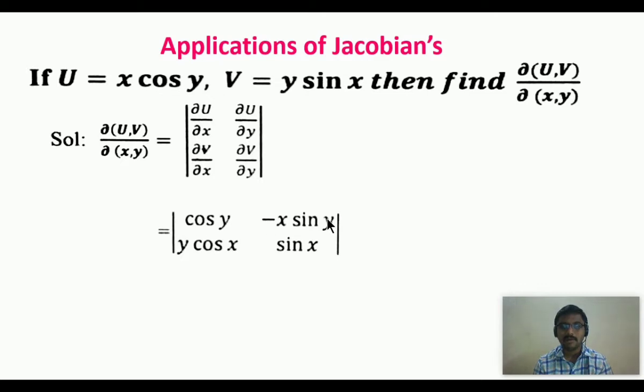Now we have to compute the determinant. So we know that the determinant of a, b, c, d is ad minus bc. Like that, 1 into sin x, sorry, cos y into sin x is sin x cos y, minus into minus plus, ad minus bc. x sin y into y cos x, that is xy cos x sin y. So it is the value of ∂(u,v)/∂(x,y). It is the Jacobian of u, v with respect to x and y.